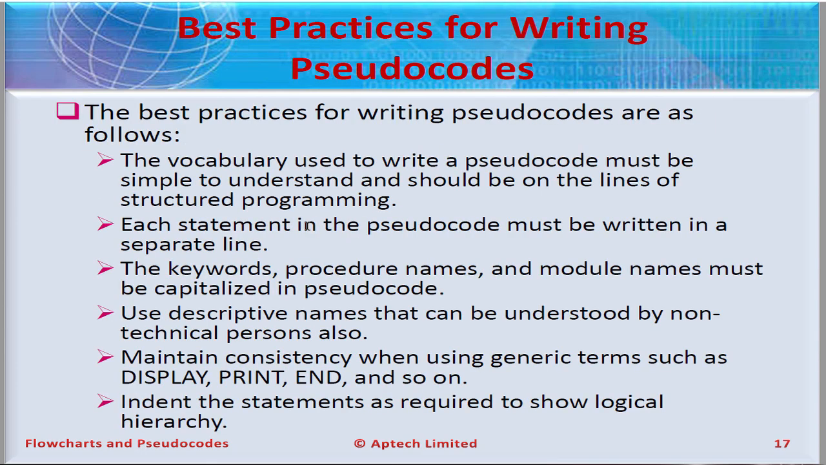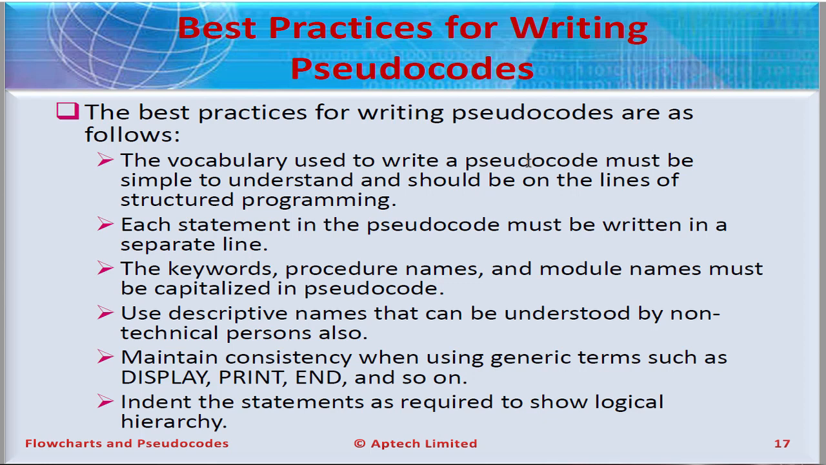Now, with that, we want to look at the best practices for writing pseudocode. And the best practices for writing pseudocode are given below. Number one, the vocabulary used to write a pseudocode must be simple to understand and should be on the lines of structured programming. Each statement in the pseudocode must be written in a separate line. Keywords, procedure names, and module names must be capitalized in each pseudocode. Use descriptive names that can be understood by non-technical persons also. Maintain consistency when using generic terms such as display, print, end, and so on. Indent the statements as required to show the logical hierarchy.